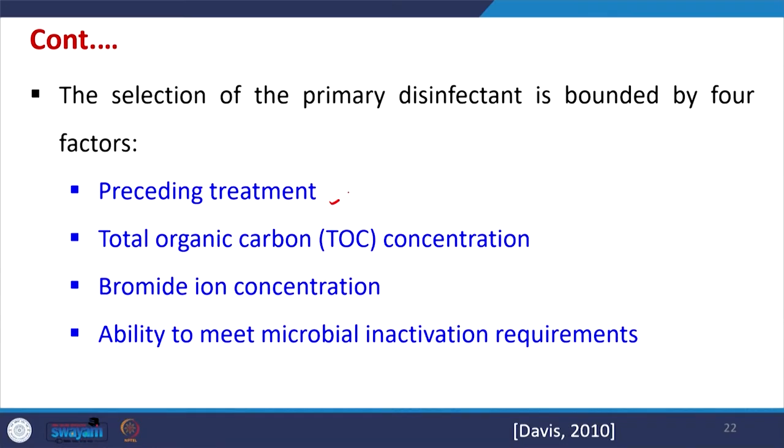Now, the selection of primary disinfectant is certainly bounded by the preceding treatment. That tells us whether TOC concentration is there or not. It also depends upon the bromide concentration, though generally it won't be there that much. And then we cross check the ability of the particular compound that we are selecting as a disinfectant to meet the microbial inactivation requirements.